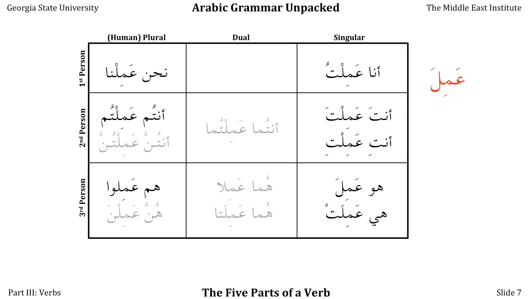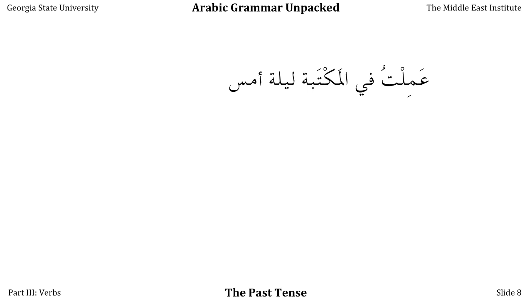Now, using the past tense is really quite simple. We can say, Amiltu fil mekteba laylat ems. I worked in the library last night. One thing that you'll notice is that, like with present tense verbs, you don't always have to use the pronoun. In this case, amiltu means I worked, so adding the pronoun would be a little bit redundant. A native speaker might use it to emphasize that I worked in the library last night and you didn't, and that would be the use of the pronoun here. But you can have a perfectly good sentence without the pronoun in the past tense.